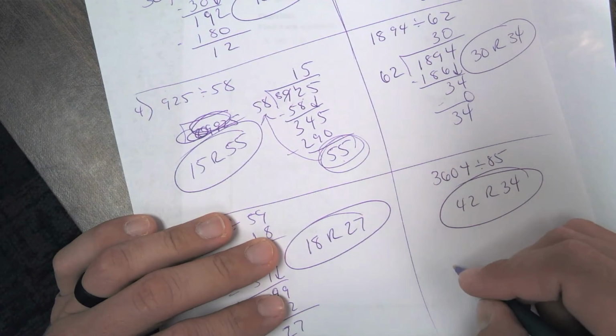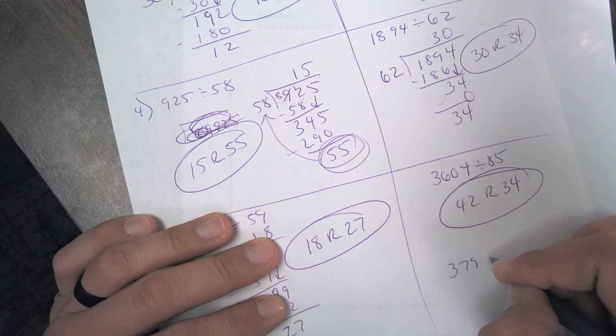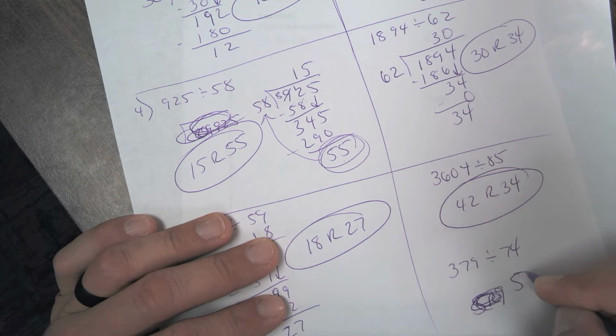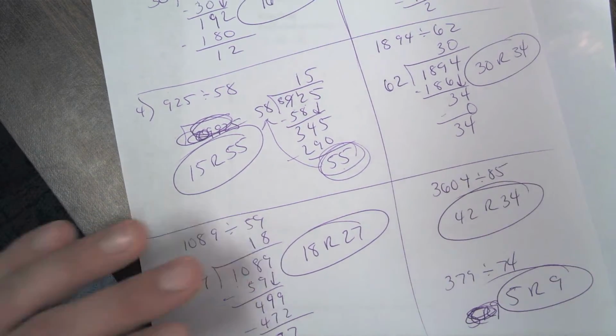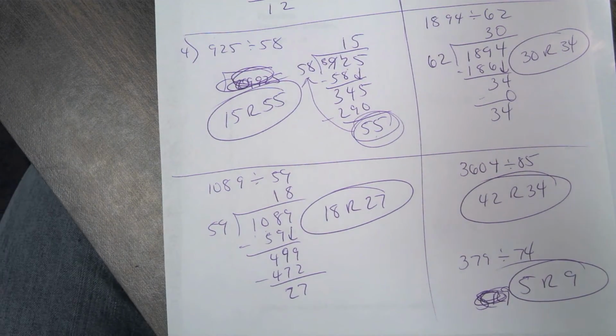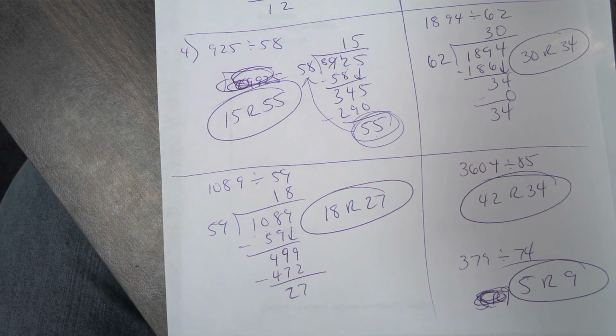And then the last one, number 8, 379 divided by 74. That would be 5 with a remainder of 9. Okay? So that's how you do long division and have remainders. All right, so that's lesson 5.